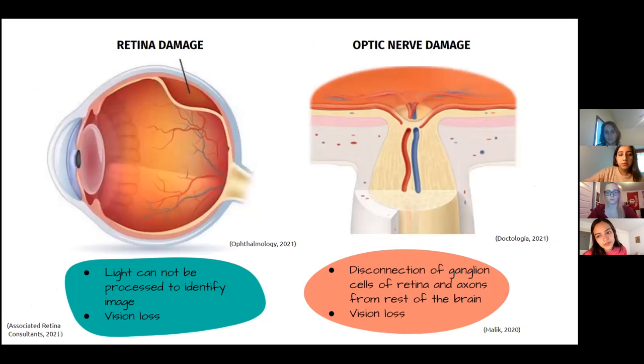So what happens to the damaged structures? In the case of the retina, the light cannot be processed. It can affect your vision, and in some cases it can cause blindness. On the other hand, injury to the optic nerve generates a disconnection of the ganglion cells of the retina and axons from the rest of the brain, and can be caused by an accident or a medical condition.